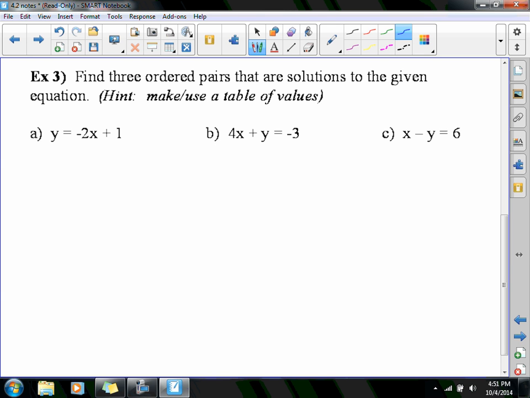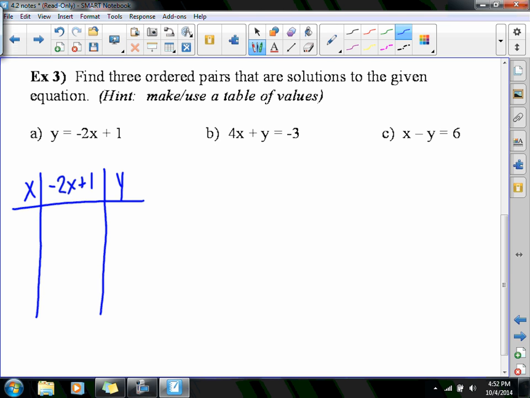So this is kind of going back to example 1, where they gave us an ordered pair and we tested it to see if it was a solution. Now we're going to pick the ordered pairs. So how we do this is we make a little function table. X, and then we'll have our work, negative 2x plus 1, that's my function. Y equals is already solved for. And then I have my y.